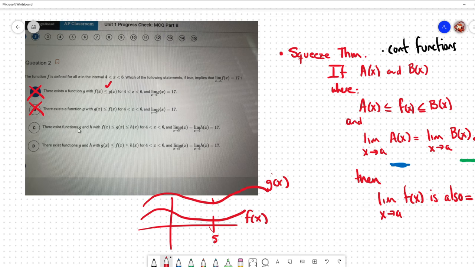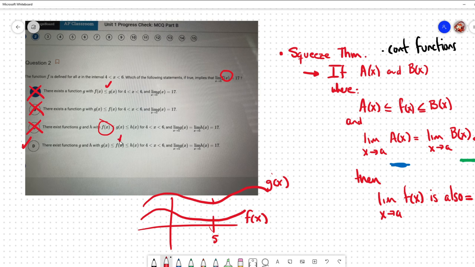Now I see there's two functions. So now we are potentially going to be using the squeeze theorem. But the important thing is I have to surround the function of interest, which is f of x. So if I look here, there exists a function g and h where f of x is less than g of x is less than h of x. So this can't be it because f of x is not in between my two functions, which leaves me with D as the correct answer.